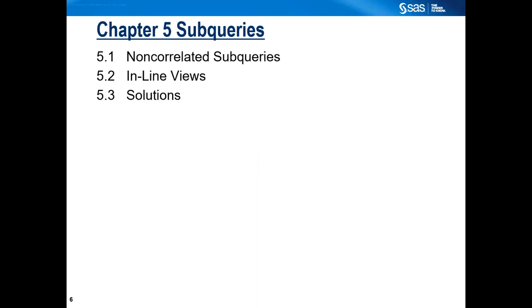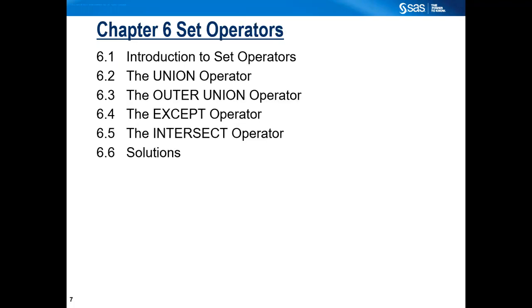Then the fifth chapter is going to be subqueries. So what are subqueries and what are the types of subqueries? Non-correlated subqueries, correlated subqueries, and also we'll get introduced to what inline views are. Lesson 6 is all going to be set operators. Now, what are set operators? What are the types of them? It's all in this chapter. So we'll see the union operator, outer union, except, and intersect.